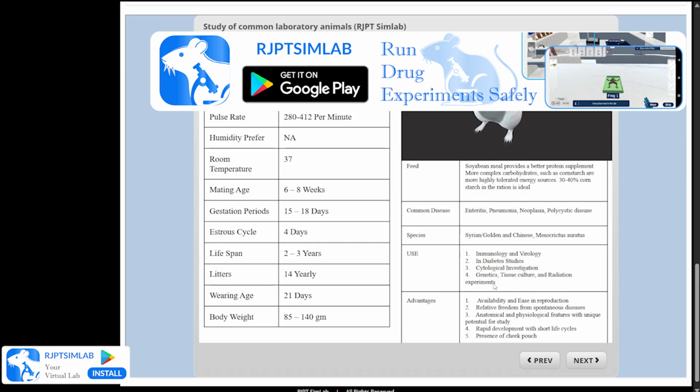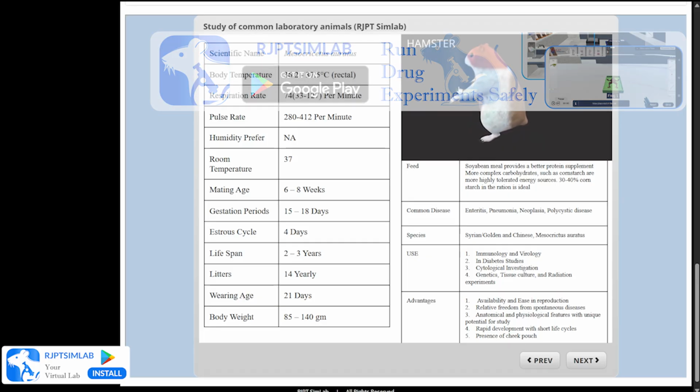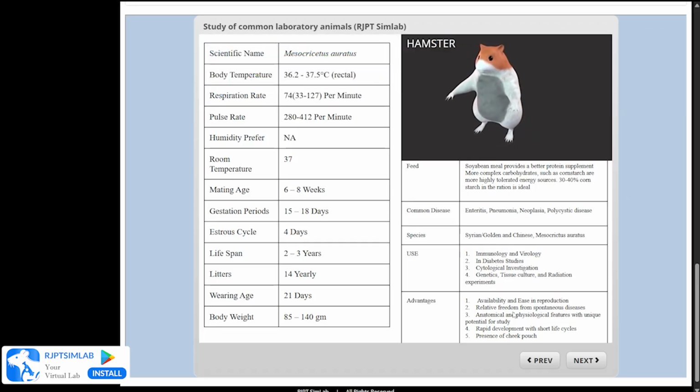culture, and radiation experiments. The advantages of using hamster in pharmacological experiments are availability and ease in reproduction. It is easily available. The relative freedom from spontaneous diseases, anatomical and physiological features with unique potential for study, rapid development with short life cycles, and presence of cheek pouch.